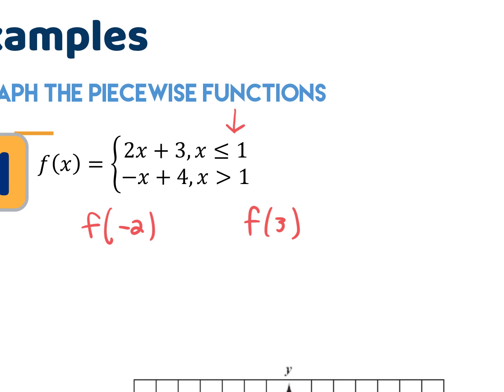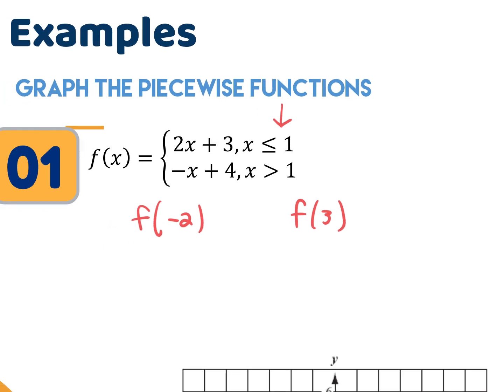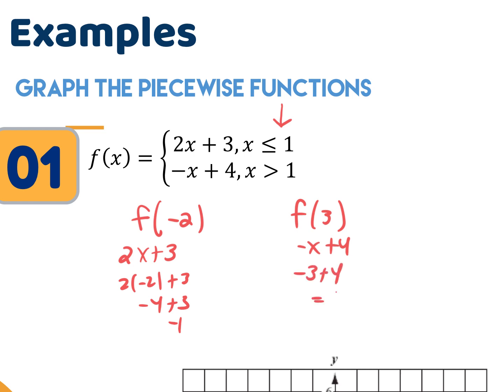So if you're going to evaluate, this would be 2x plus 3, and this one over here you would use -x plus 4, correct? So this would be 2 times -2 plus 3. So -4 plus 3 is -1. And then over here, this would be -3 plus 4, which would give us +1, yeah? Okay. So we're not evaluating the piecewise functions now.